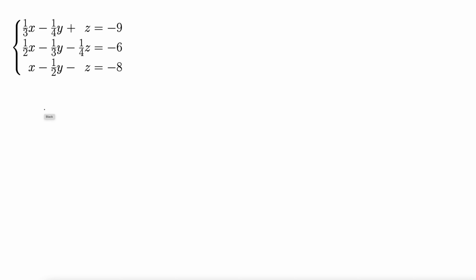Here's one with fractions. We have negative 1/3 x minus 1/4 y plus z equals negative 9. 1/2 x minus 1/3 y minus 1/4 z equals negative 6. And x minus 1/2 y minus z equals negative 8.